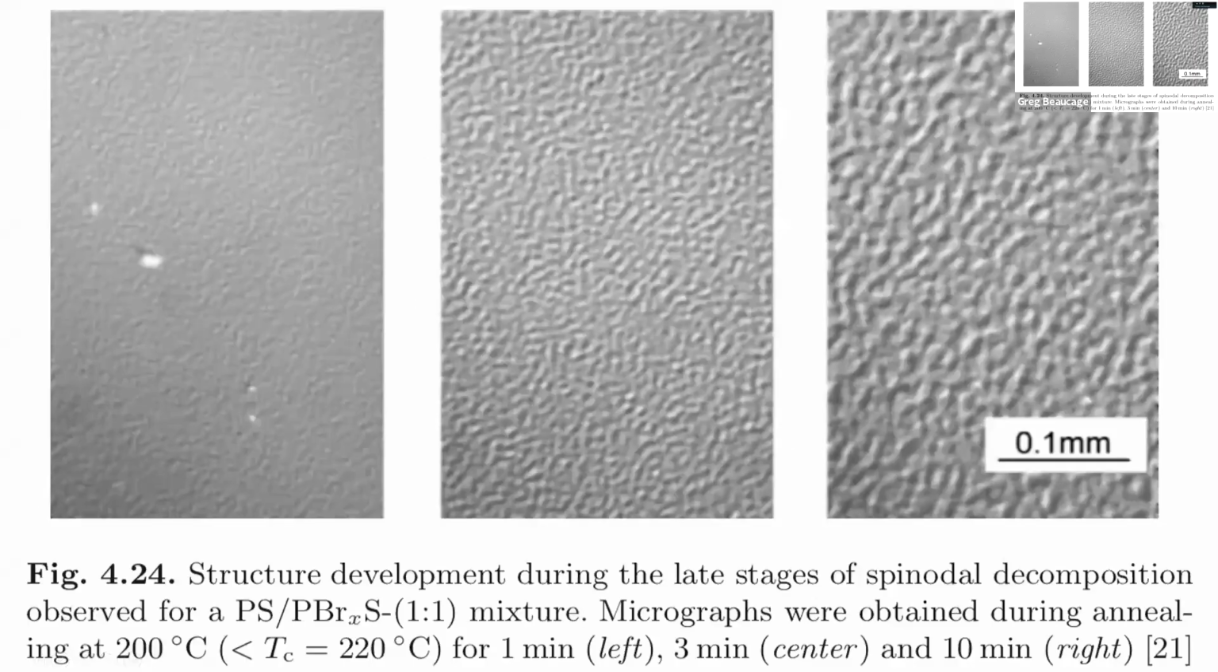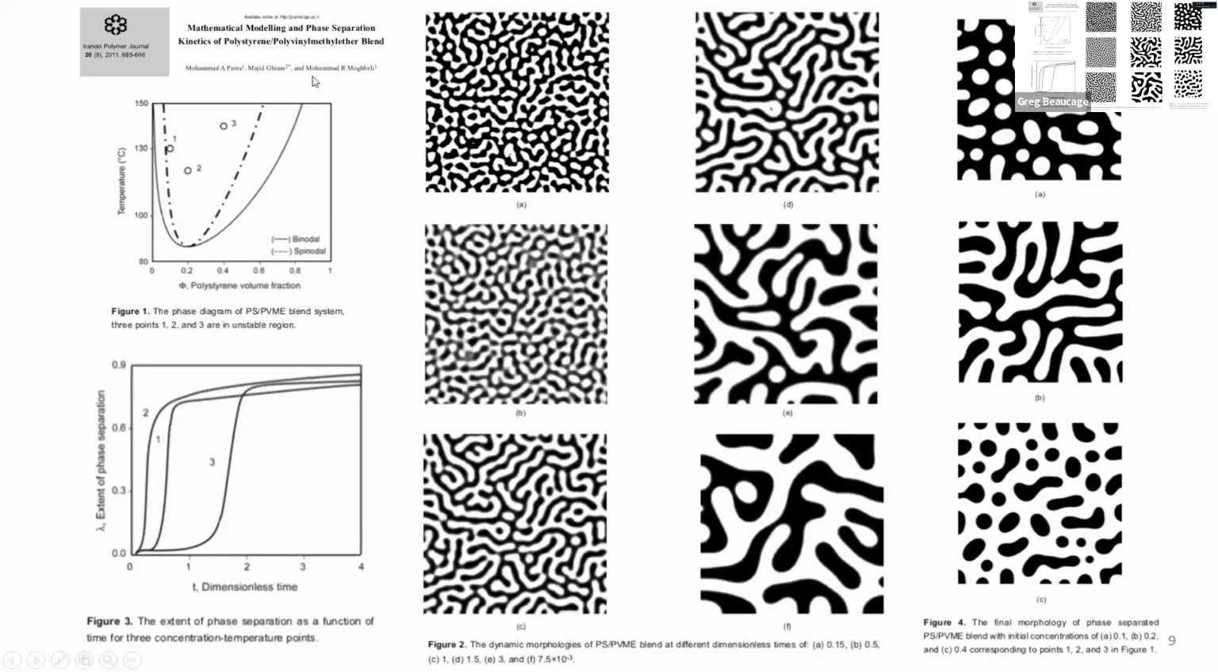But what happens with time is that the structure coarsens. This is called coarsening and Ostwald ripening. Basically the domains grow with time as you're in the spinodal region. So it isn't a fixed structure. The structure coarsens. With time, it'll eventually look like nucleation and growth if you wait long enough. It'll end up being just domains. Right.